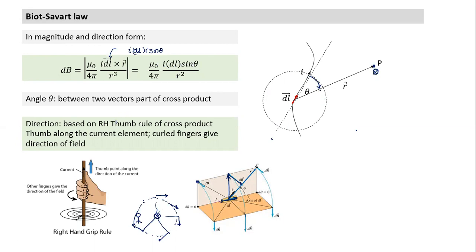Any point which is lying on the right hand side, not only this point but this point, this point, at any point if I take here, the fingers will curl in this direction. So here also the direction of field will be like this, here also, here also. In all cases the fingers are curling in the same fashion. So for all the points on the right half of the circle, the direction of field is perpendicular to the plane and into the plane.